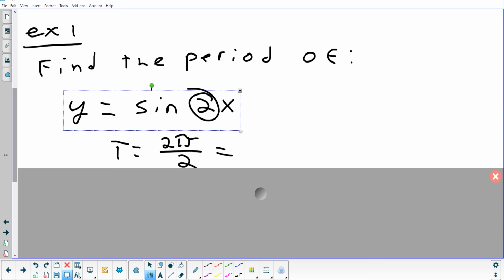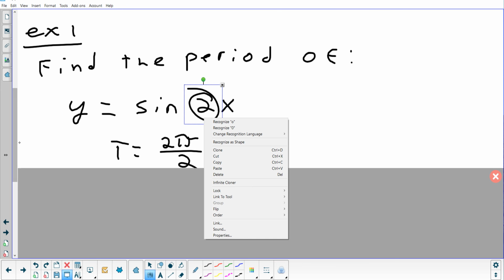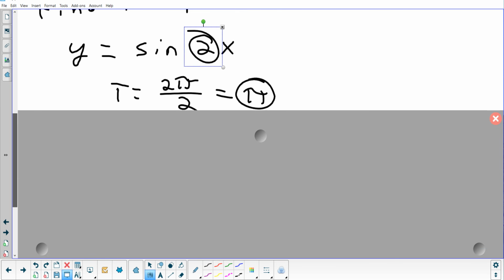Pi. So what that means is the original cycle length was 2 pi. Now the cycle length is 1 pi. You compressed it. You made it smaller. You shortened the amount of time that it takes to do one full cycle. And you shortened it by a factor of 2. Okay. All right, let's try this one.